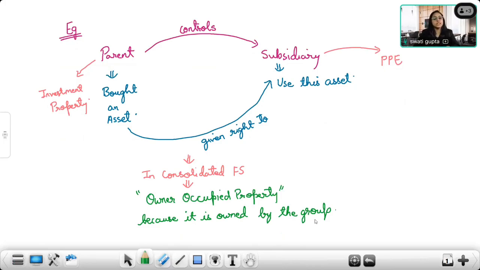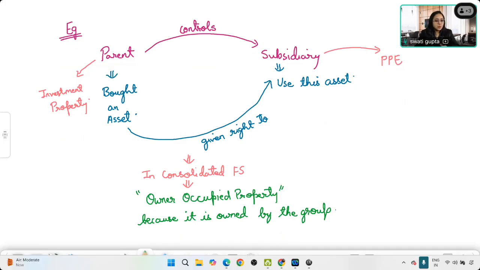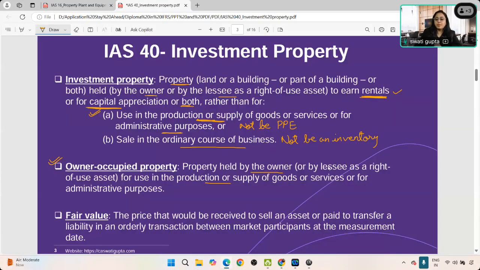It depends upon the use case and the purpose. In their individual statements, they will classify it according to the purpose of the asset. But in consolidation, they will classify it as owner occupied property. Let's read the definition of owner occupied again. Owner occupied property is held by the owner, or by a lessee as a right-of-use asset, for use in the production or supply of goods and services, and it will be classified as property, plant and equipment. If held for rental purposes, it will be classified as investment property.